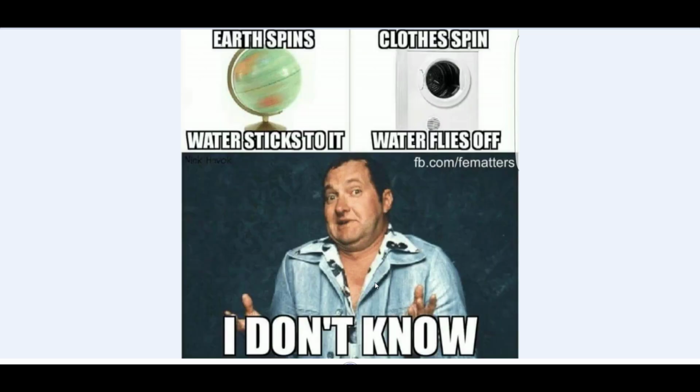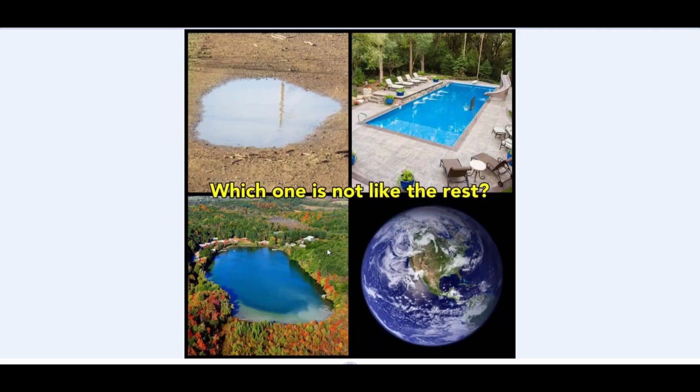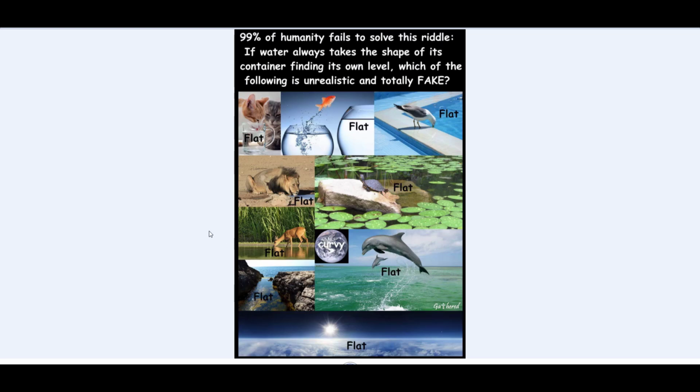So it's just the reality of science. Earth spins, water sticks to it. Clothes spin in a washing machine, water flies off. I don't know. Which one is not like the rest? Of course, you can see flat in the puddle, in a pool, in a lake. But what happens on the spinning ball Earth with curved water?